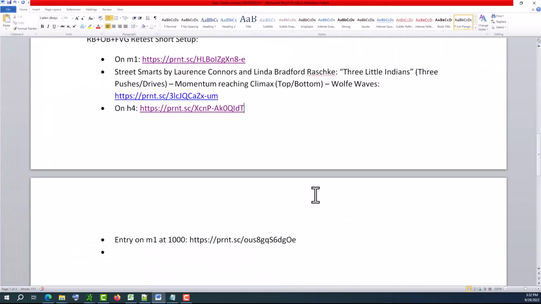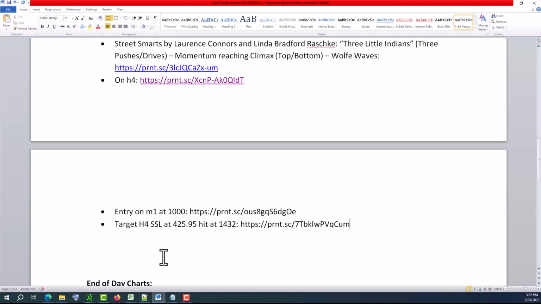So we have a very good high setup. We document what we learned, so next time when it shows up, we will check the trade. We have a plan to trade. So target X4 sell liquidity at 425.95. Hit at 14:32. So we check that screenshot right there.